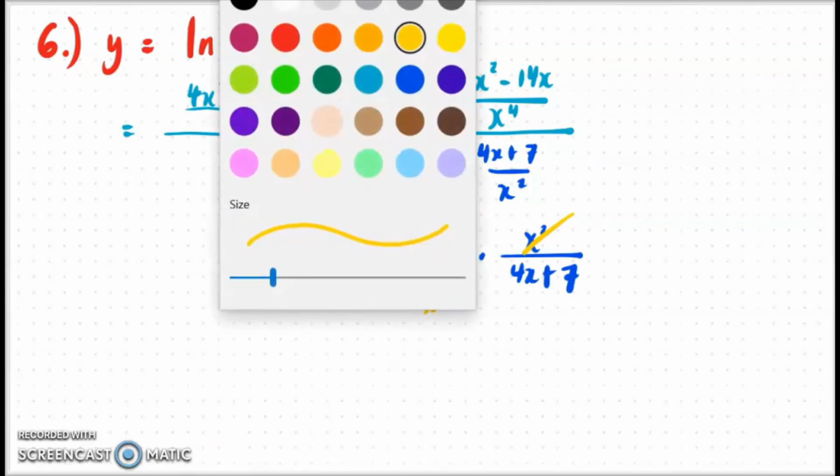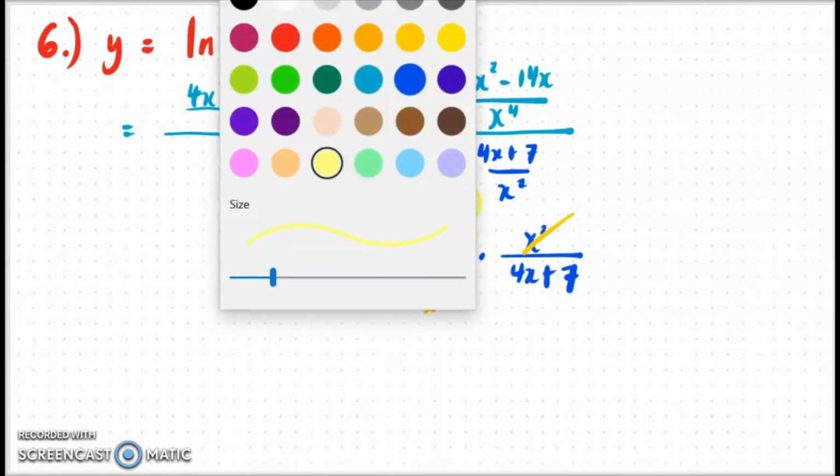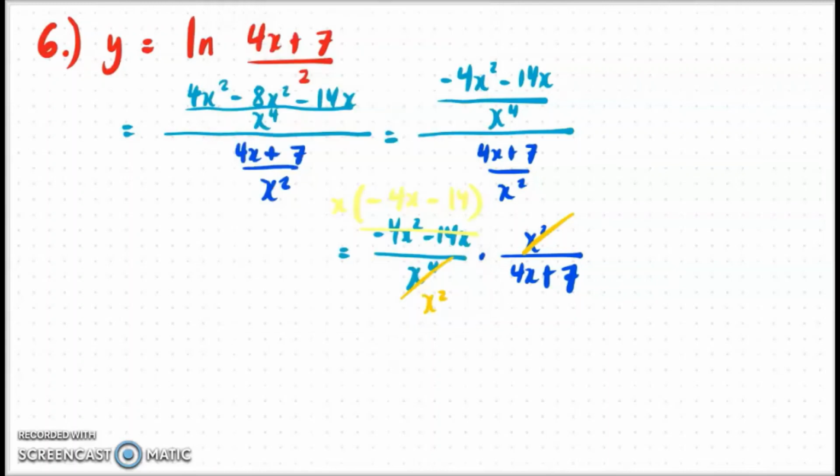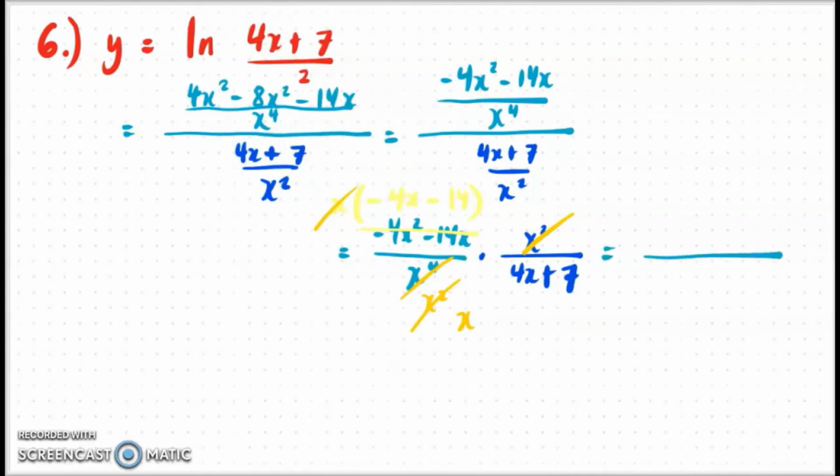And then we can actually write this as, we can factor out an x. So it will be x and then negative 4x and a minus 14. Right? So why did we factor out that x there? So that we can also cancel the x and then x here, and we're only left with an x. And then what's the clean version of this? So on top we only have negative 4x minus 14, and below we have x multiplied by 4x plus 7.